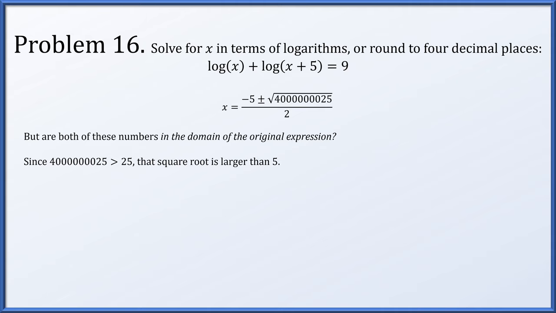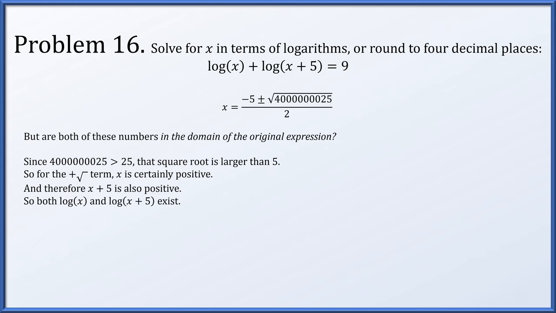So the square root of it is larger than 5. In other words, we have negative 5 plus or minus something bigger than 5 over 2. So if we were adding it, we'd have negative 5 plus something larger than 5. That would be positive. So x plus 5 is also positive. If x is equal to negative 5 plus something bigger than 5 over 2, that's positive, and if you add 5 to it, it's still positive. Therefore, both log x and log of x plus 5 would exist.